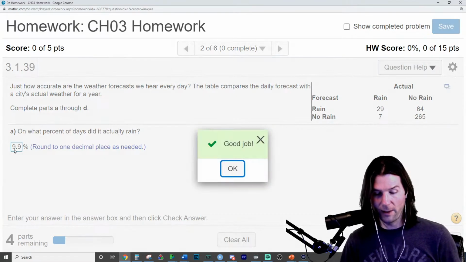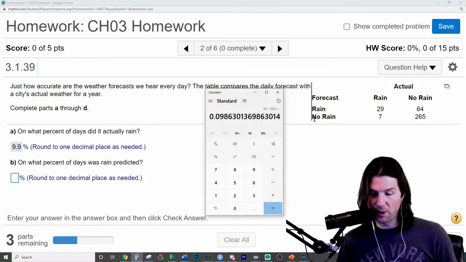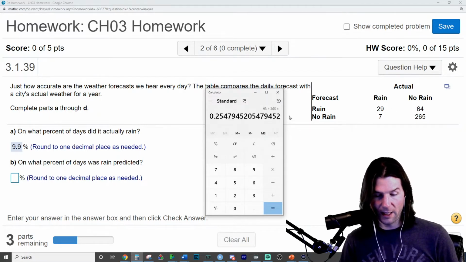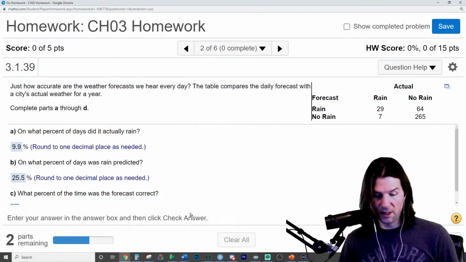Did we get it right? On what percent of days was rain predicted? Rain was predicted right here on 29 and 64. That's when rain was predicted, the forecast. Divided by 365, that's 25.5.